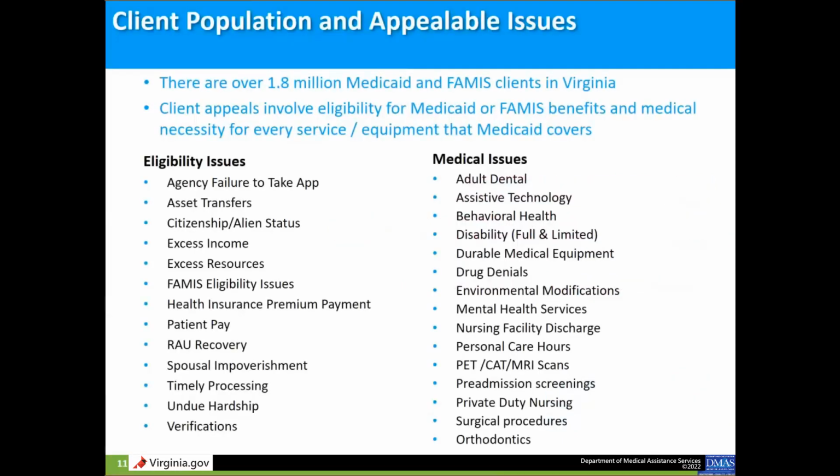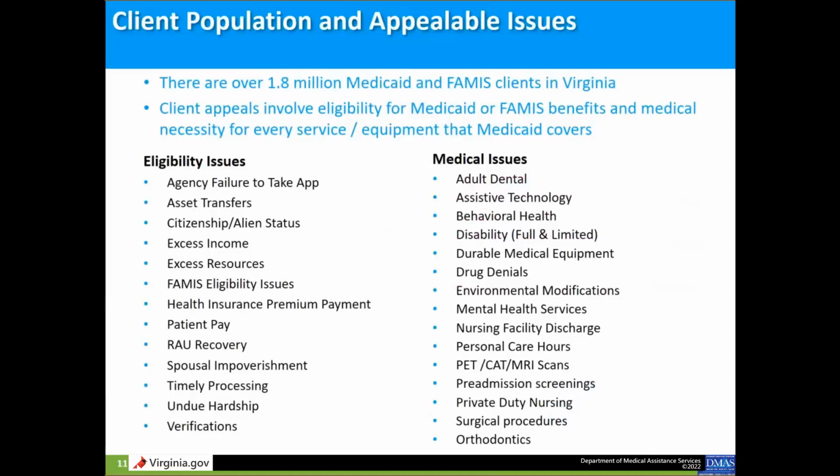Within the Appeals Division, client appeals take two forms. First, the Appeals Division handles appeals regarding eligibility determinations, including denials, terminations, and reductions of coverage. We also handle appeals regarding denials of specific medical services. On this slide, you can see the various issues that fall into each category.